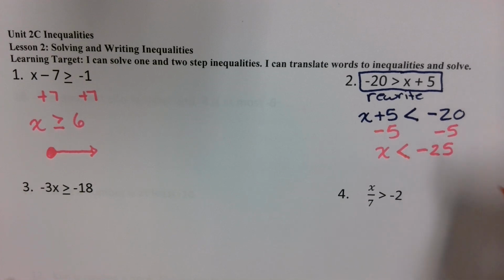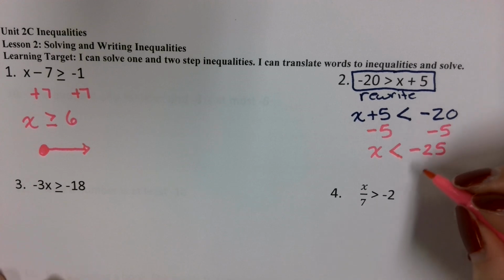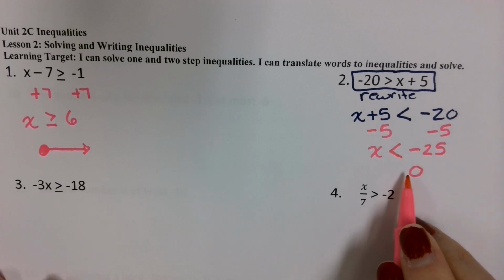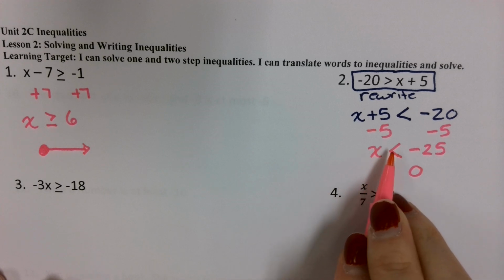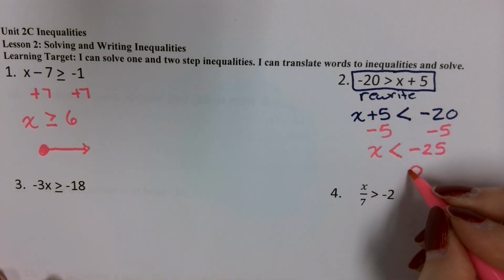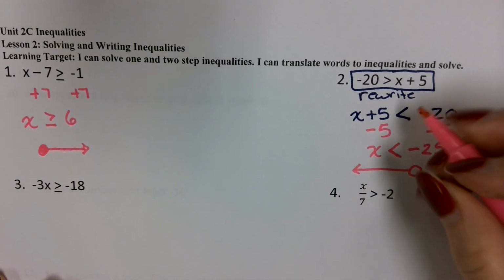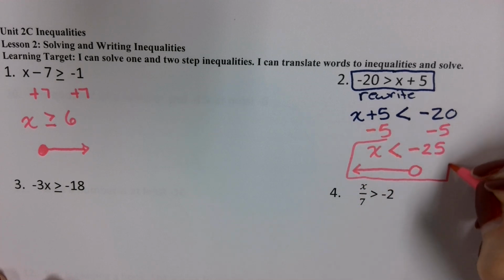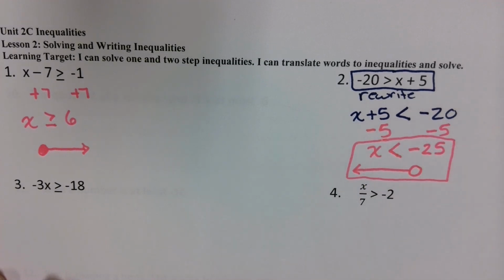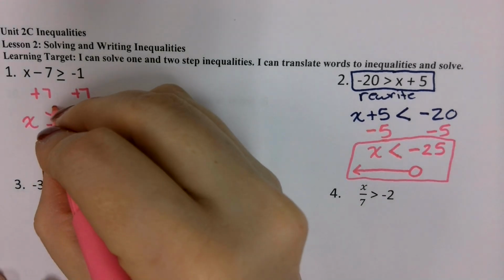Okay, is that an open or closed circle? Open. Is it to the left or to the right? To the left, right? The arrow's pointing to the left, so we would graph it to the left. Okay, so here's our answer. X is less than negative 25. That's what the graph would look like. Same thing for here.